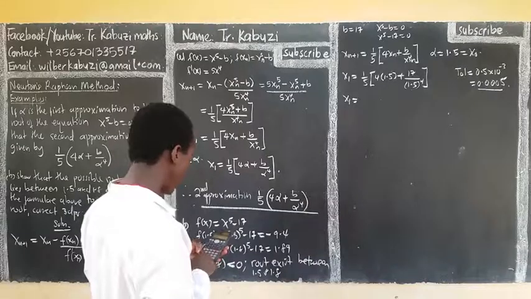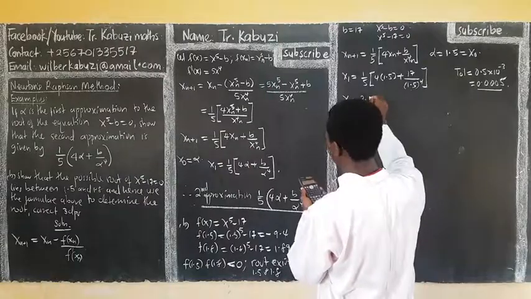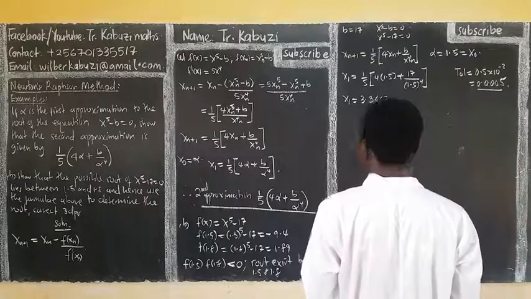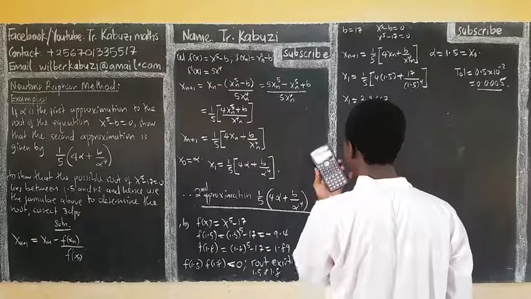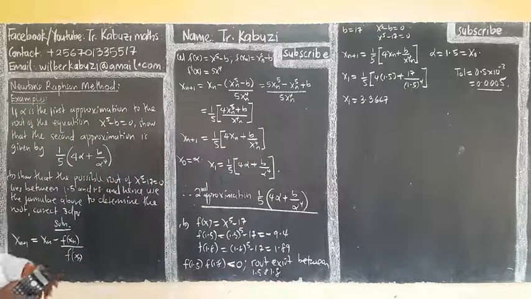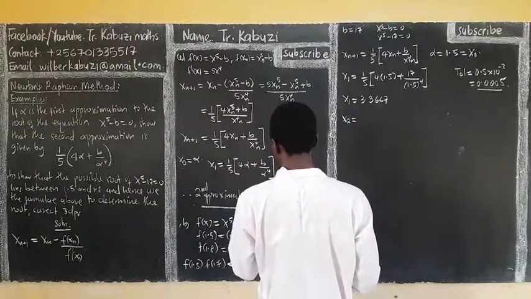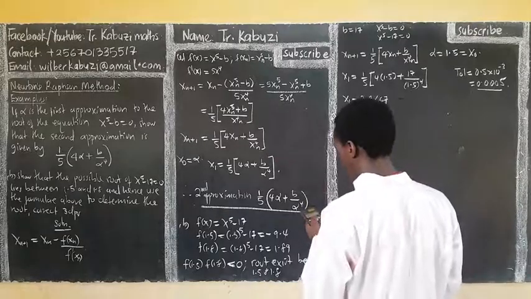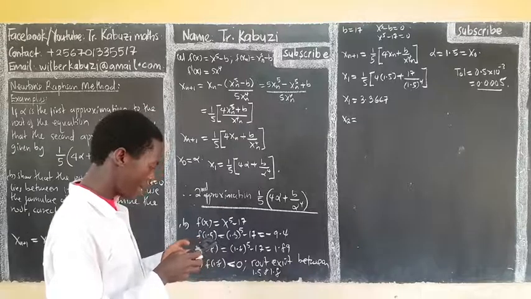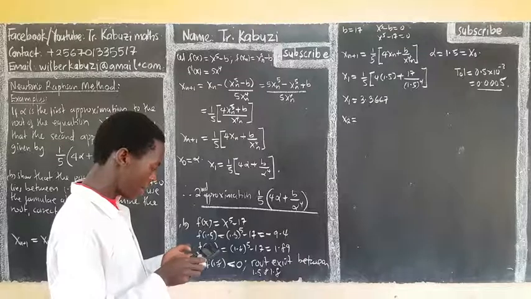So if I put in my first 1.5, I'm getting 3.3667 to four decimal places. Yeah, that's the value I'm getting. Now, after doing that, we come to the next root. So my x2 now is going to be, sorry, no, that's not the root. Sorry, I made some mistake.